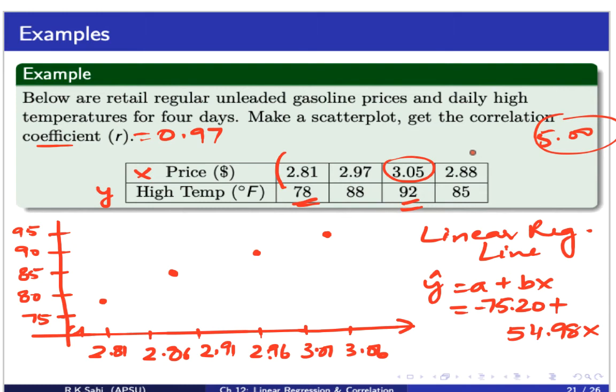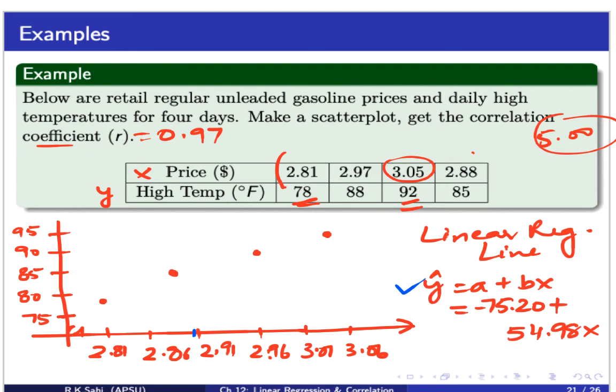My x values are between 2.8 and 3.05. But if I ask the question, what would be the temperature if the price is, say, 2.9? Oh yes, I can figure it out because it's within my range of values. I can use my regression line to get the value. But if I'm asking for 5, which is way beyond, or say 2, where there is no range of values, that will give me extrapolation. That's the meaning of it.